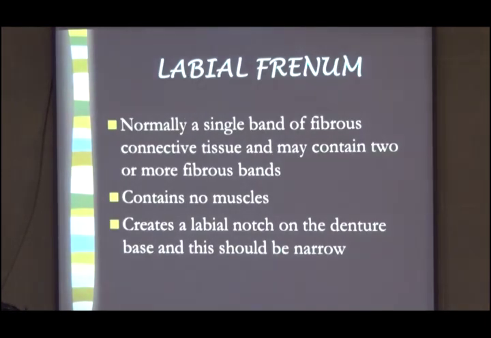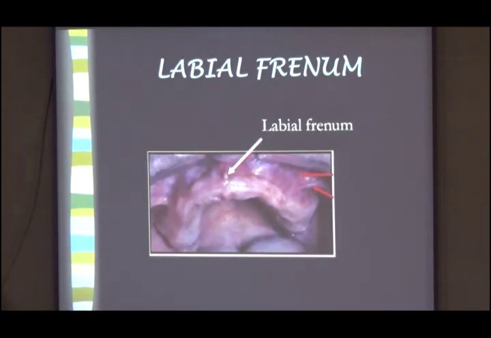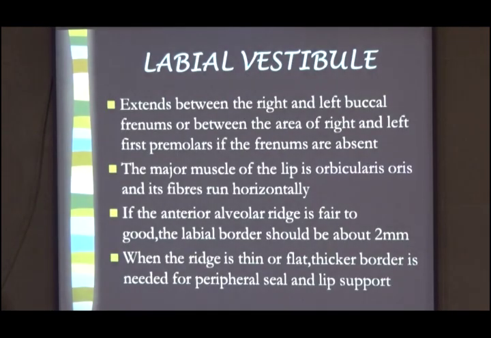So in the labial frenum, it is a single band of fibrous connective tissue. The thing is, it has no muscle attachments, only a fibrous connective tissue attachment. Opposite to this, when you are making an impression, it is seen as a labial notch. In the denture also it is seen as a labial notch. So the corresponding area for the labial frenum is called a labial notch in the tray, in the impression or in your denture. That's the area of labial frenum.